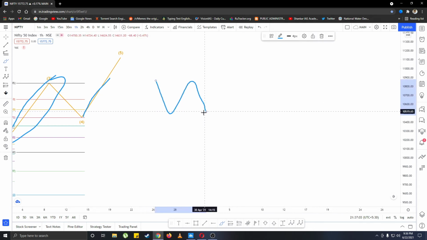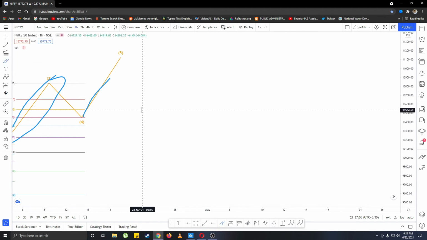For flat corrections, for the regular flat, there is no need to mark any levels because they reached to the beginning and the ending. In expanded flat, I think the levels are important.